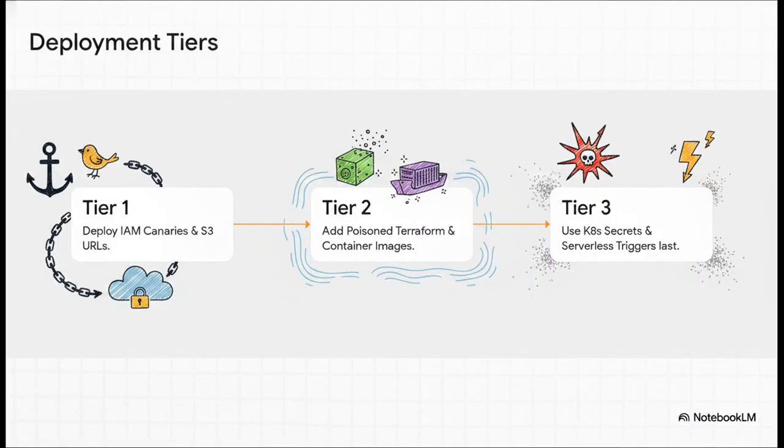So, what do we do? We build a layered deployment strategy. Because no single trap works perfectly alone, we break it down into tiers. Tier 1 is universal. Deploy your persistent anchors, those IAM canaries and S3 presigned URLs first. Why? Because they survive the infrastructure churn. Then, Tier 2 is caching aware. Deploy your poison Terraform and container images next. And finally, Tier 3. You add in your high-risk, runtime monitored traps, like Kubernetes secrets, last. The absolute crucial takeaway here is that those Tier 1 persistent anchors absolutely must be present to maintain the trail when everything else simply evaporates.